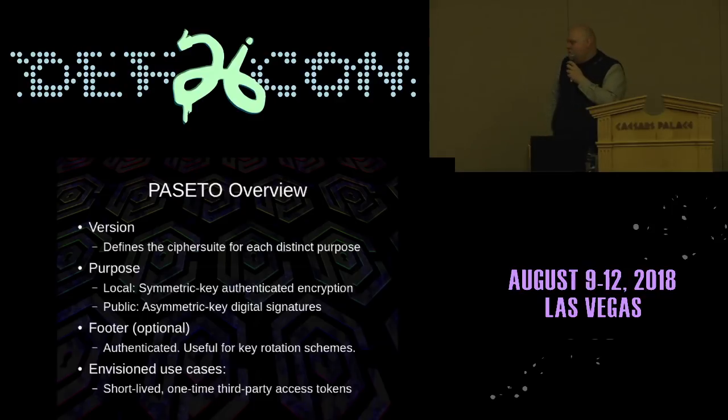The envisioned use case is pretty much the same use case that JSON web tokens is supposed to be solving. Short-lived, one-time, third-party access tokens. That was all it was designed for. They threw all this complexity and machinery on top of it for solving every use case with one tool. And more specifically, I want to eventually integrate this into something like OpenID Connect so people can use this instead of JSON web tokens for OAuth.